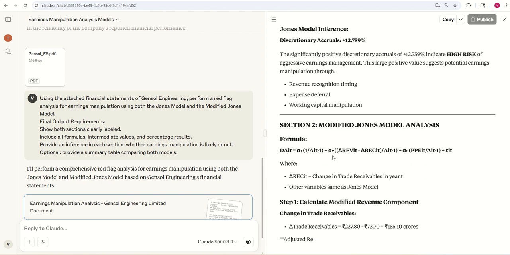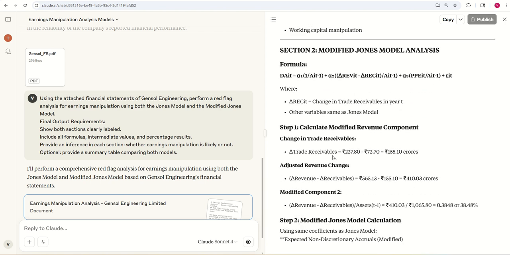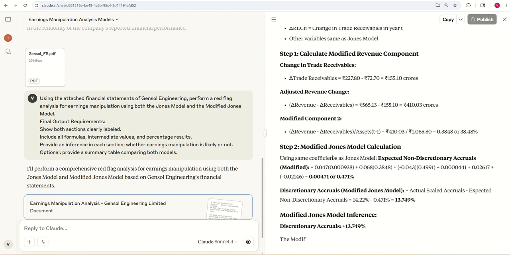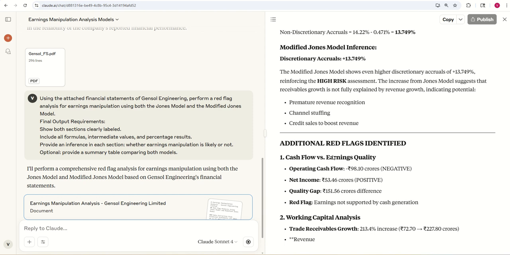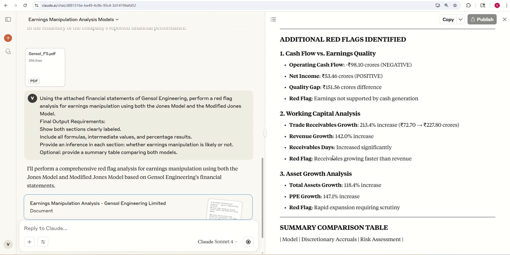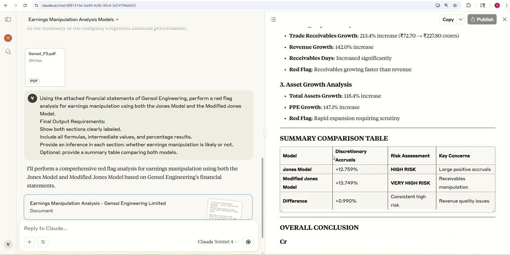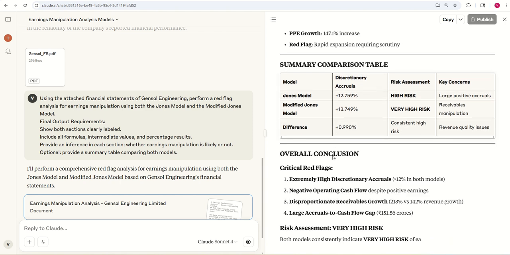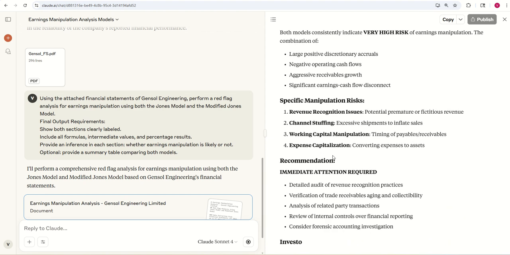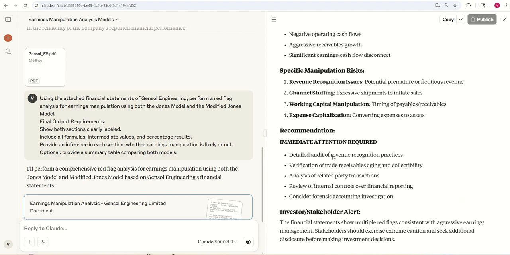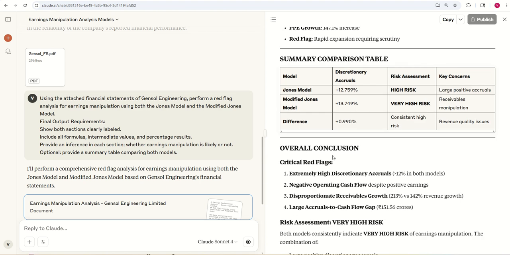Modified Jones model analysis. See, if you are to learn this, do this calculation, put it in Excel, and gather inferences, it's going to be quite a long time before you can get familiarized. But this GenAI gives you the opportunity that you see this video, run the prompt, attach the financial statements, and in a few minutes you get the output where you can make quality decisions. So now let us see this table.